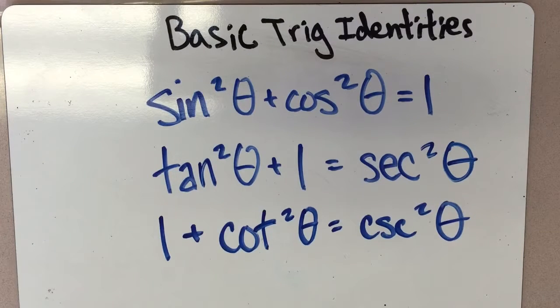Okay, so there are three basic trig identities. The first one and the most commonly used one is sine squared theta plus cosine squared theta equals 1. Second one is tangent squared theta plus 1 equals secant squared theta. And the last one is 1 plus cotangent squared theta equals cosecant squared theta.